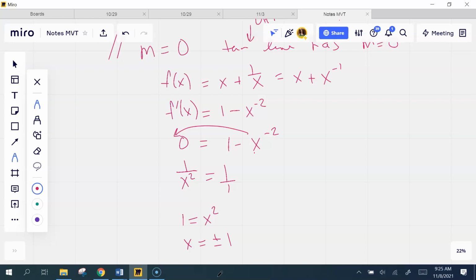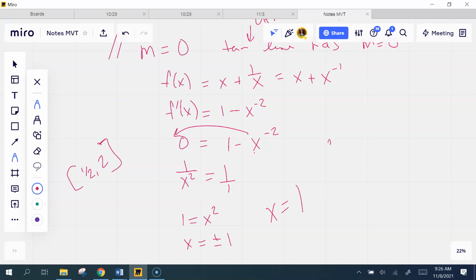But I'm not done, because it asks for the equation of the tan line. I've got the slope and I've got the x value. One of these doesn't apply. Why? So close. Go back to the beginning of the problem. The interval runs from 1/2 to 2, which means the negative is not in that interval, so I'm looking at when x equals 1.